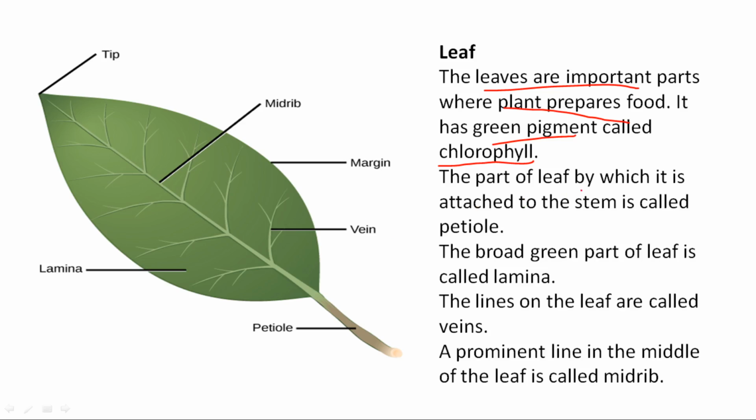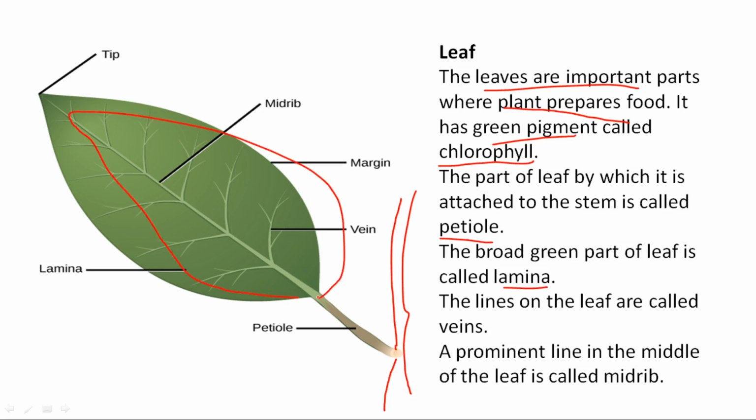The part of leaf by which it is attached to the stem is called petiole. If this is stem and here leaf is grown, so this portion is known as petiole. What is it called? Petiole. Then the broad green part of leaf is lamina. This total green part, broad green part is lamina. What is this total called? Lamina.